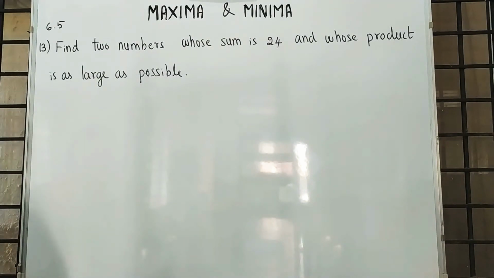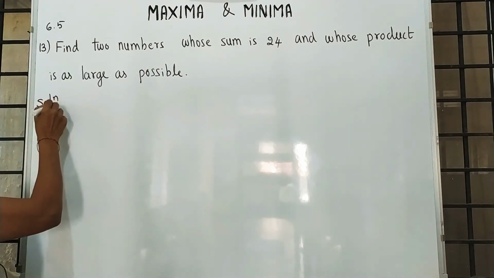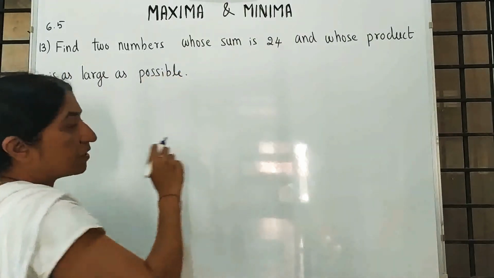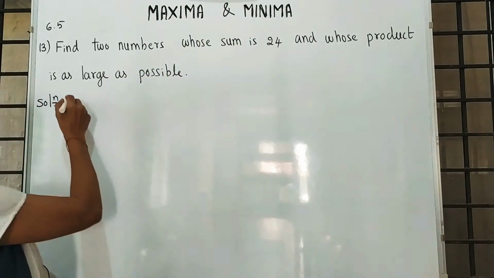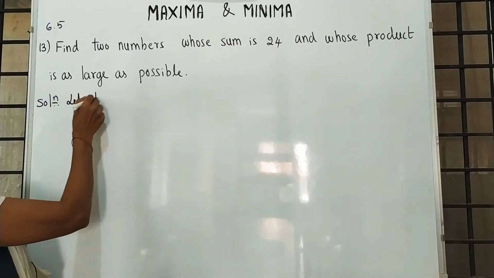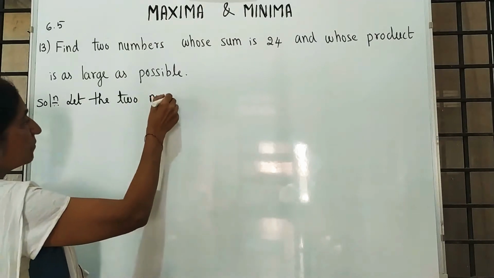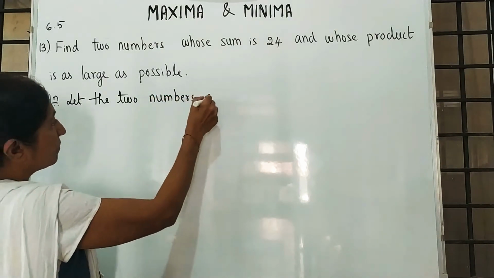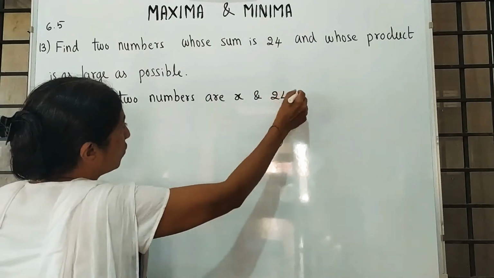Find two numbers whose sum is 24 and whose product is as large as possible. Let the two numbers be x and y. Their sum is 24, so if one number is x, the other number is 24 minus x. Let the two numbers be x and 24 minus x.